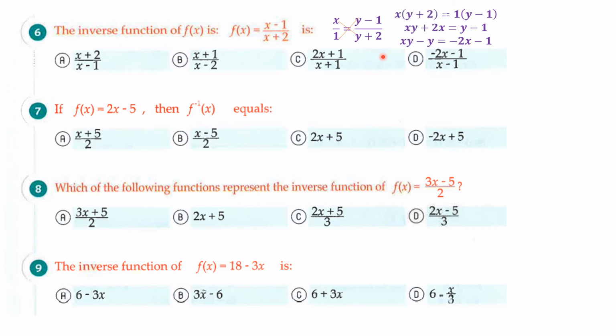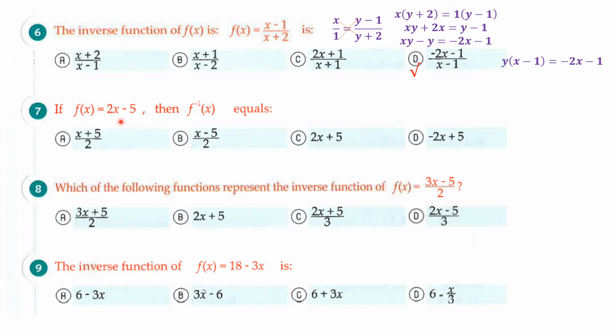The next step I will cross multiply, so you're going to get x times y plus 2 equals 1 times y minus 1. After distribution, I'm going to reach this, and after taking y as a greatest common factor, I will have y times x minus 1 equals negative 2x minus 1, and the final thing is to divide over here, so your answer will be negative 2x minus 1 over x minus 1.